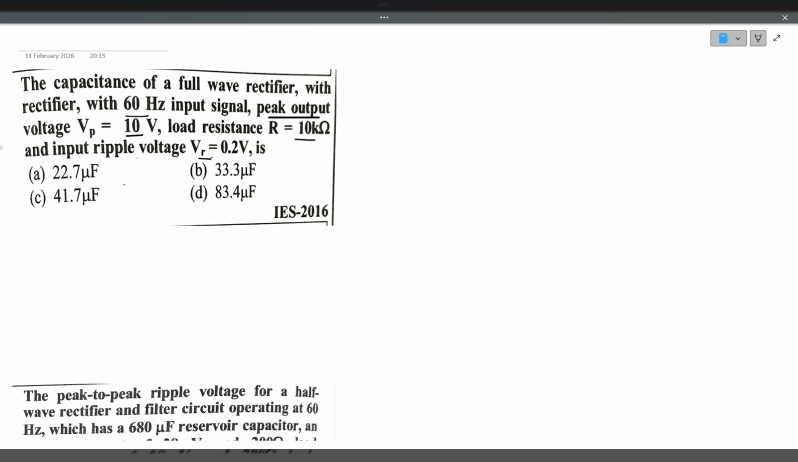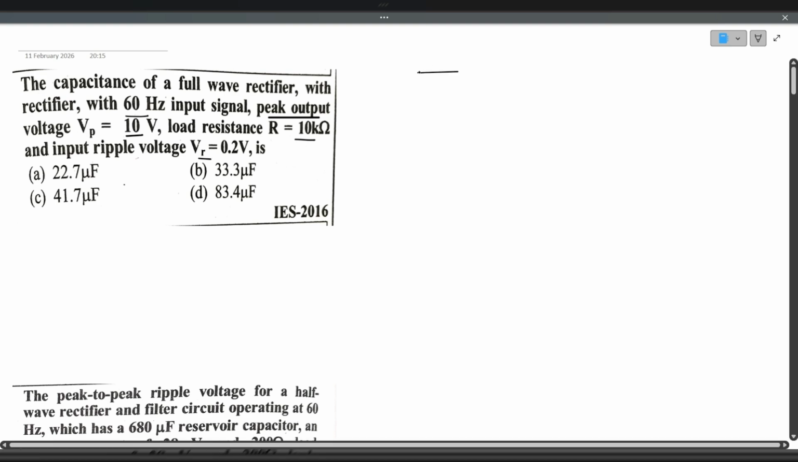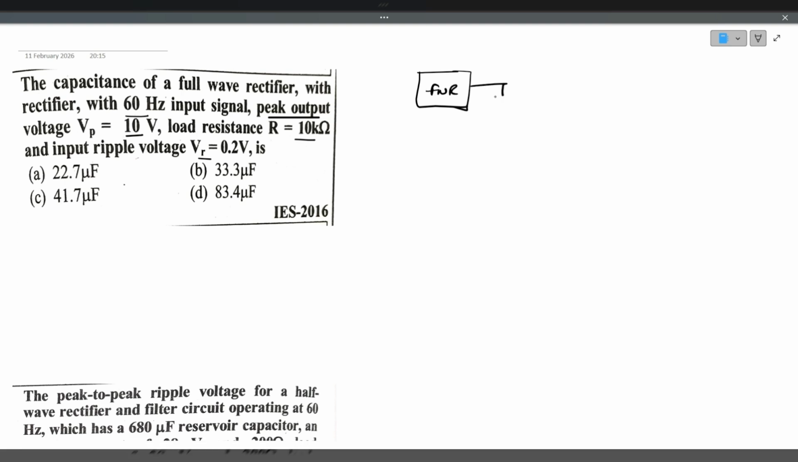So it's telling there is a full wave rectifier. They have a full wave rectifier, and that is given to a capacitor filter and a load resistance across it, that is RL. So he's telling that a ripple voltage is there in the output voltage. Ripple voltage VR is equal to 0.2 volts, and the frequency of the input signal is 60 hertz. The output DC voltage, peak DC voltage, is 10 volts. Now he's asking for the capacitance.